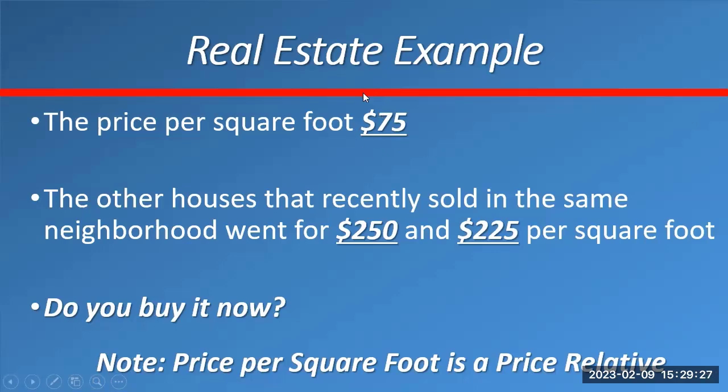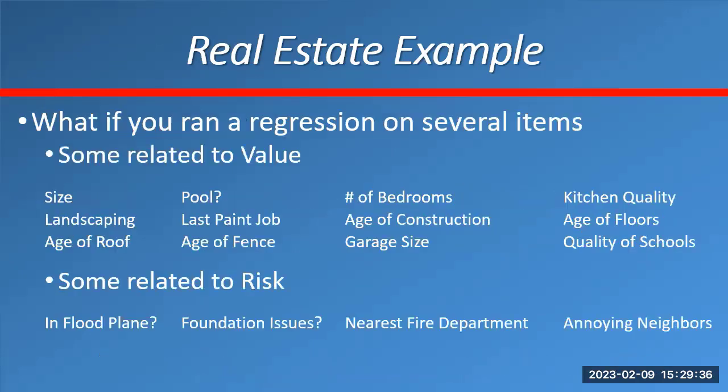And so you go to your broker and say, okay, here's all the factors that are important to me. I put it into a model and I want you to run this house against that model. Here's all the things I think are important. The size of the house, we already got that with square feet. Does it have a pool or not? I don't like pools, so if it had a pool, that would reduce the value to me. Number of bedrooms, the quality of the kitchen, that might be important. How nice is the landscaping? When was it last painted? How old is the house?